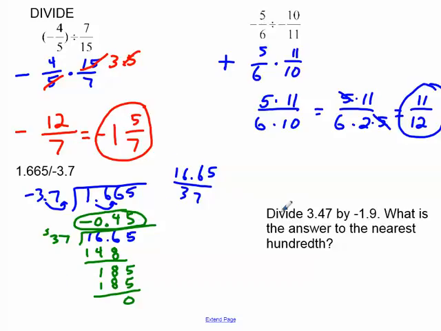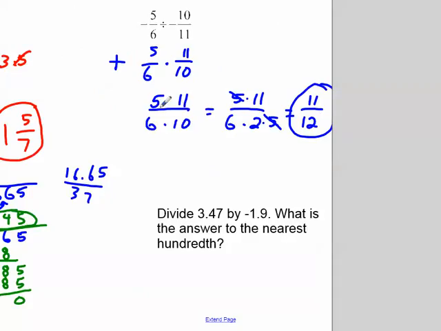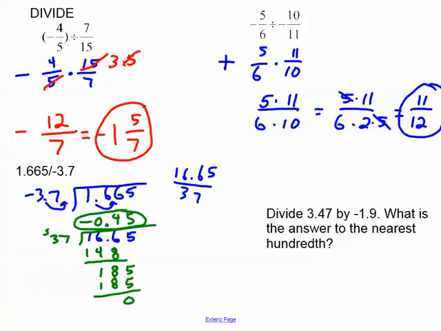This one talks about rounding to the nearest hundredth. I'm going to pull out the calculator, because long division on the left and long division on the right might get tedious, and we don't have a whole lot of space. So my answer: 3.47 divided by 1.9 equals, and I've got a whole lot of decimals here: negative 1.826315 dot dot dot, a whole lot of stuff that would be really long to do with long division.